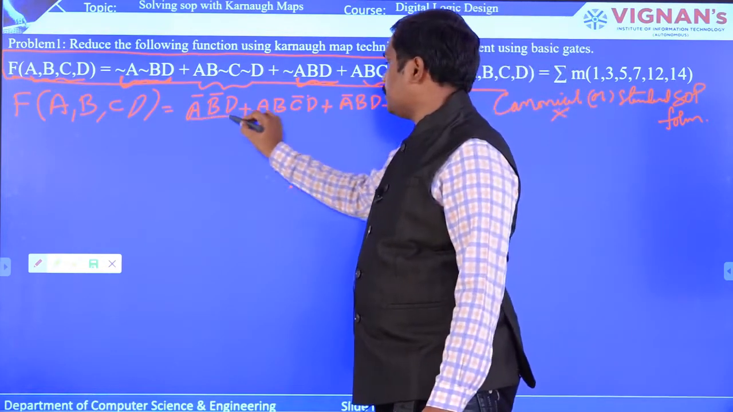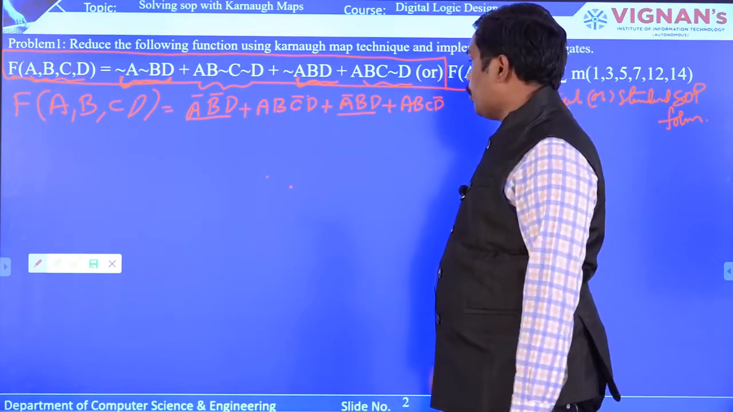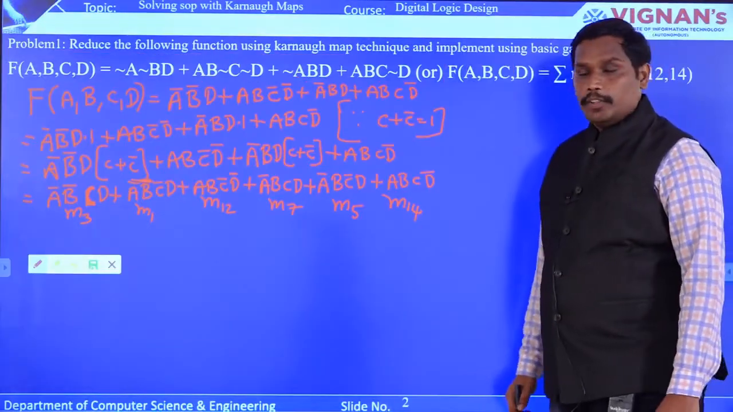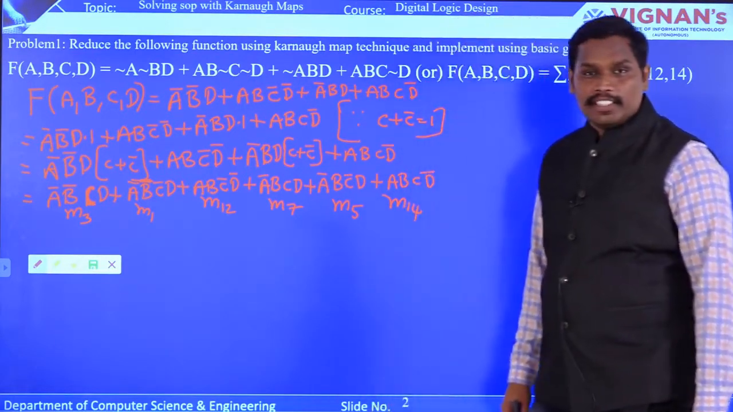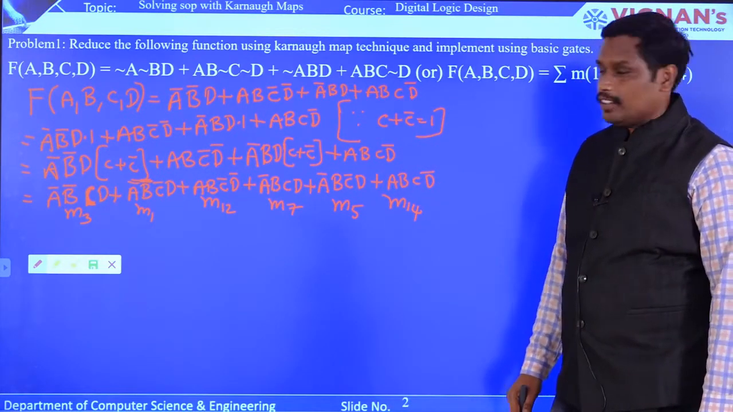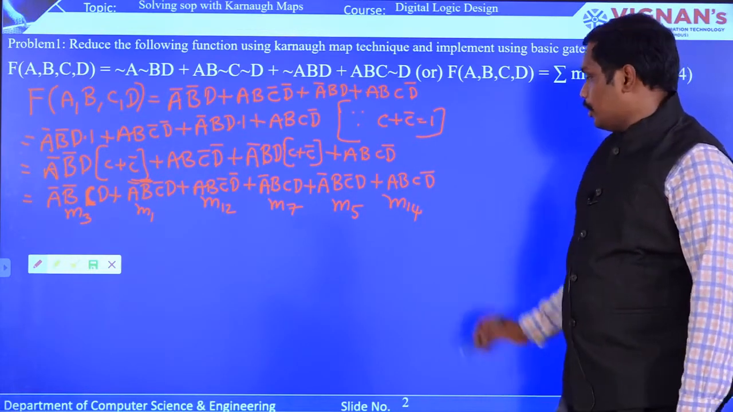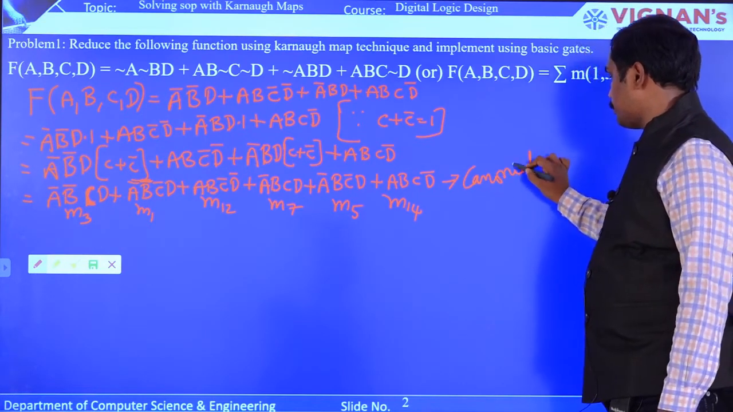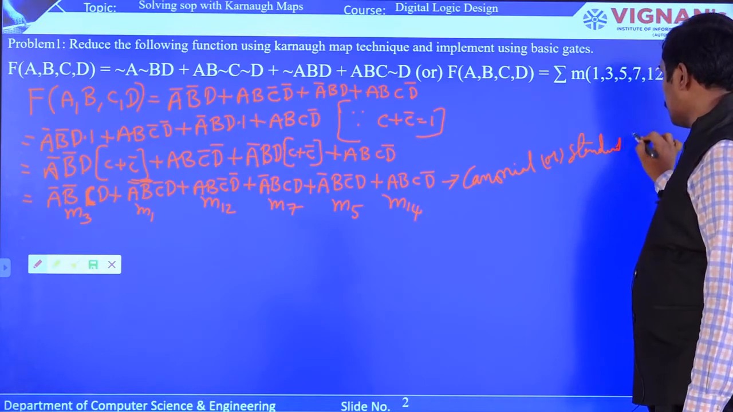In these 2 terms we are missing C. So in order to make this into a canonical SOP form, you can see the expression is not in canonical or standard SOP form. That is the reason why we are going to do this transformation in order to get the canonical or standard SOP form. Because in order to start the Karnaugh map, you have to have an expression in canonical or standard SOP form.